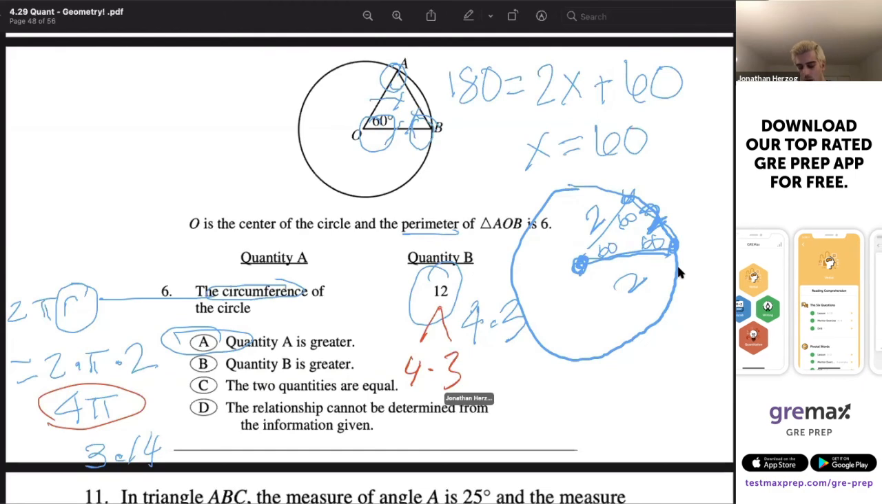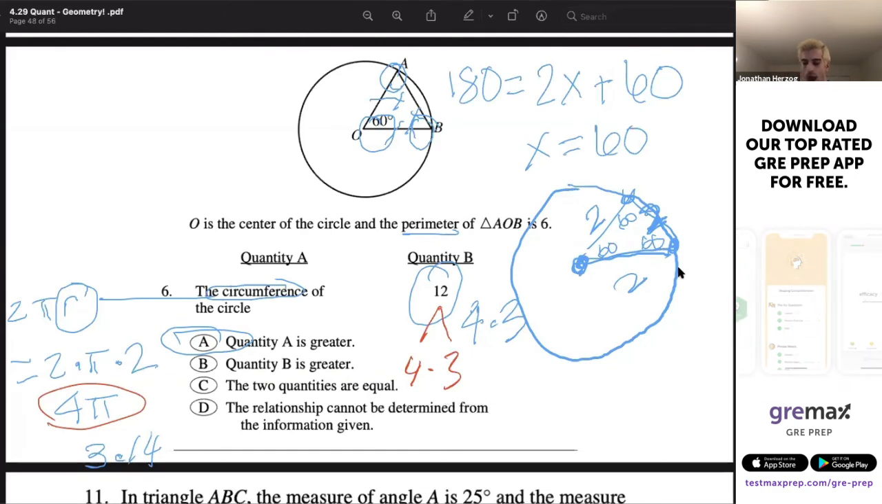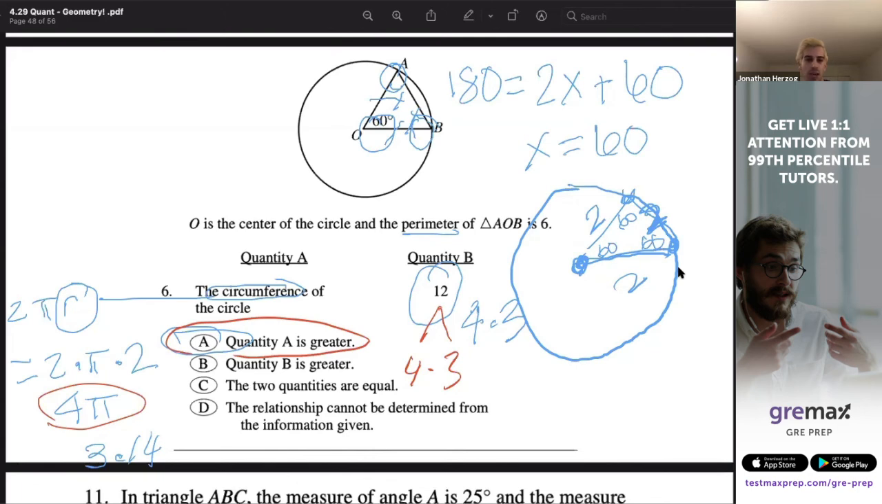Oh, I see a 4. Oh, I'm actually just comparing pi and 3. Oh, pi is bigger than 3. Oh, I don't even have to figure it out. Quantity A is bigger. So it's a resource allocation test.